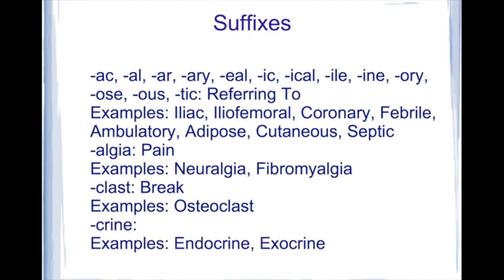Crine, like endocrine or exocrine. Now these are glands, right? And what do glands do? Like endocrine glands, they make hormones, and then they do what with the hormones? Exocrine glands make stuff like sweat and oil and saliva, and then do what with those? They secrete. Okay? So endocrine means within, secrete.